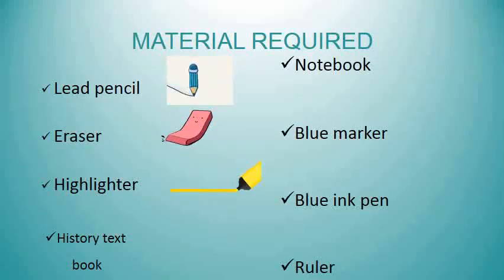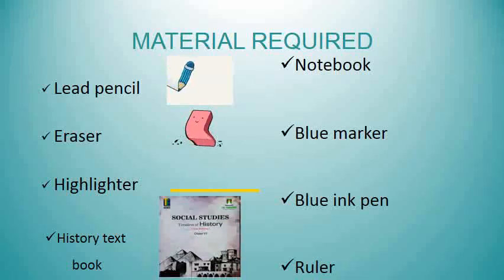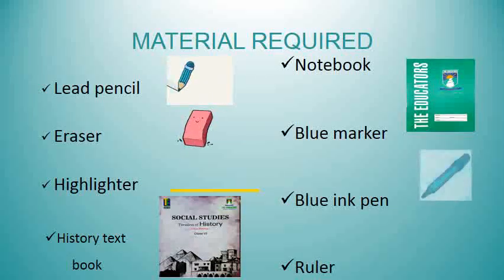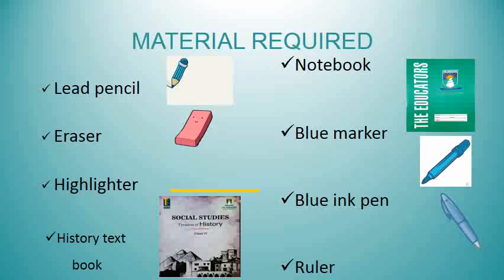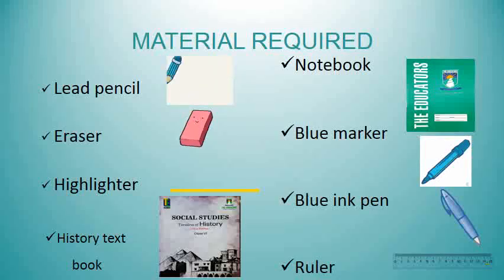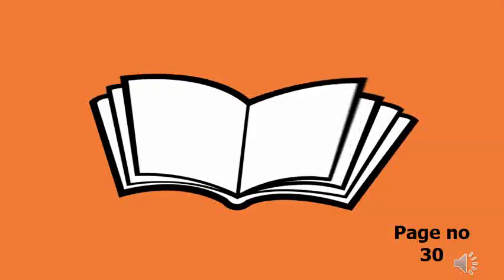The material required for this lesson is lead pencils, eraser, highlighter, history textbook, notebook, blue marker, blue ink pen, and a ruler. I hope that you have grabbed all these things and you are ready for your lesson. Dear students, please open page number 30 of your history books.